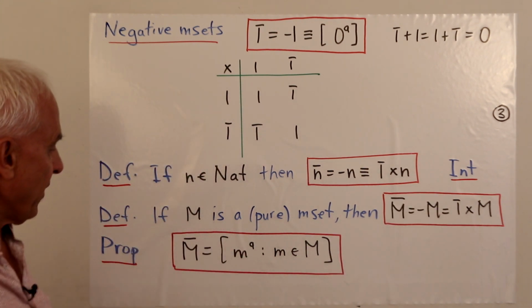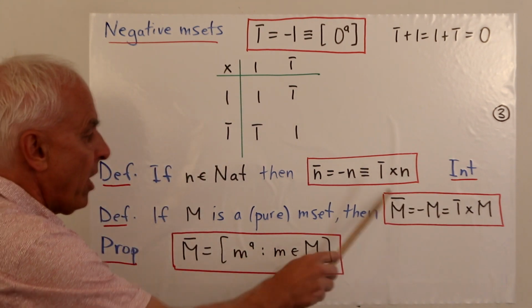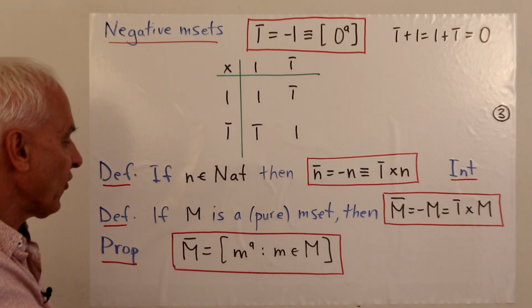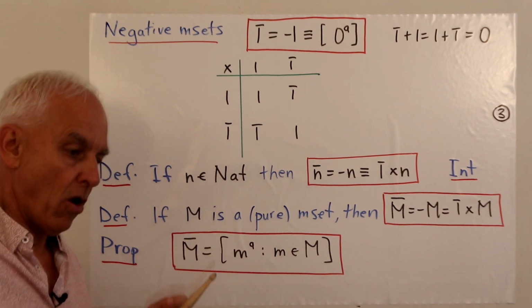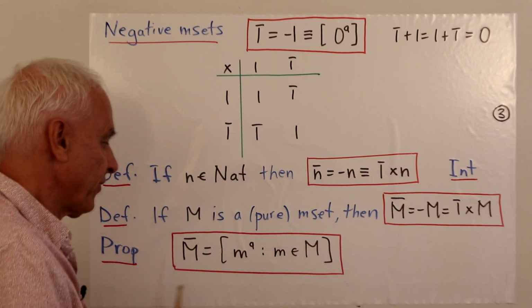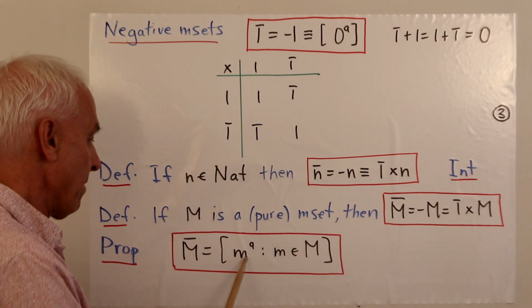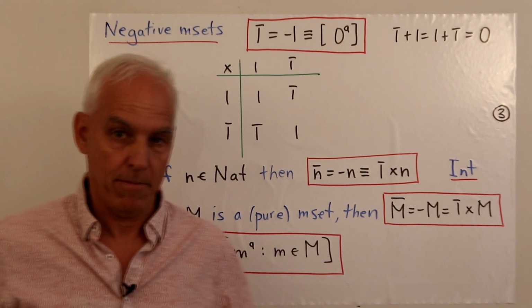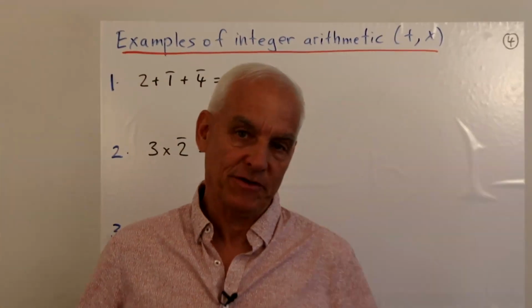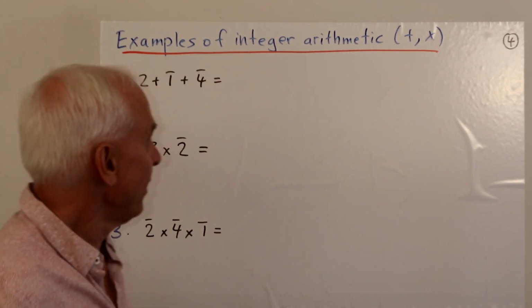And then we also saw that another way of thinking about this M bar was that it consists of the M set whose elements are the antis of all the elements of capital M. So it's the M set of m super A as m ranges through capital M. So let's do some examples of some simple integer arithmetic.